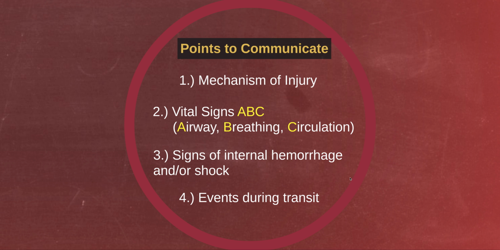Important points to communicate include the mechanism of injury, the vital signs, airway, breathing, and circulation, the signs of internal hemorrhage and or shock, and the events that occurred during transit. For example, it would be important to know if the patient's symptoms improved after giving fluids.